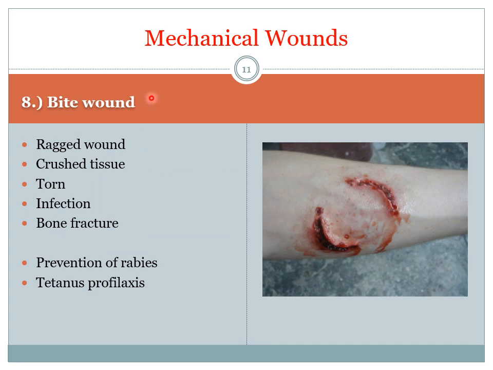Finally, in the mechanical wounds, we include the bite wounds. They are caused by bites. The edges are rugged. There is a crush injury, torn tissue, infection by mouth microorganisms, and maybe bone fracture. If the bite was very hard, you should always think in these wounds about management and prevention of rabies, and giving the patient tetanus prophylaxis.